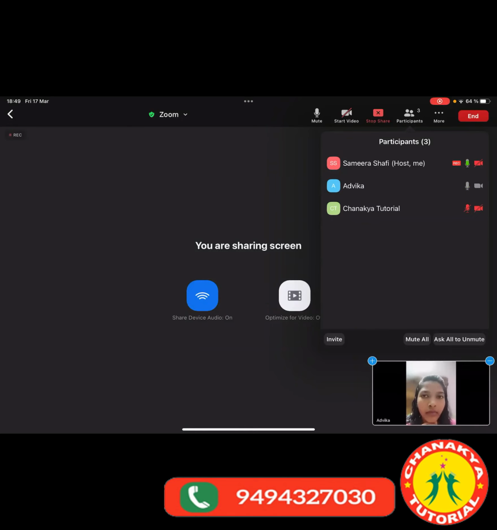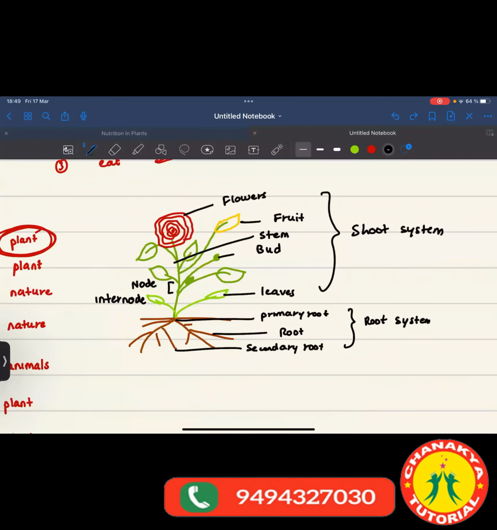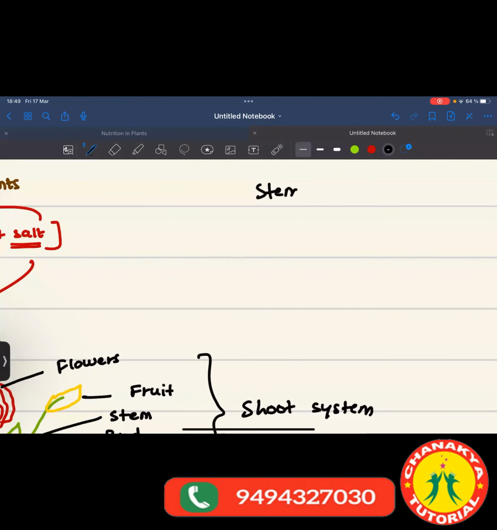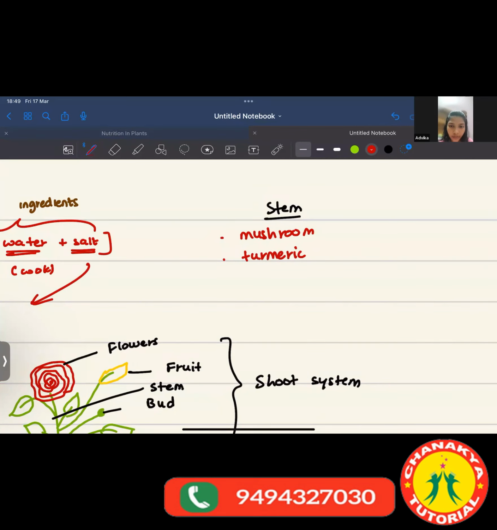We get mushroom, we get turmeric, right? So all those are stems. Okay, examples of stems, I'll just write it here. The edible parts that we get from the stem: mushroom, and also turmeric. Now you know the potato, right? Which part of the plant is the potato from? From the stem. Yes, ma'am.